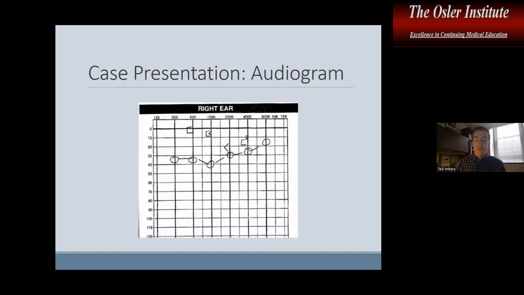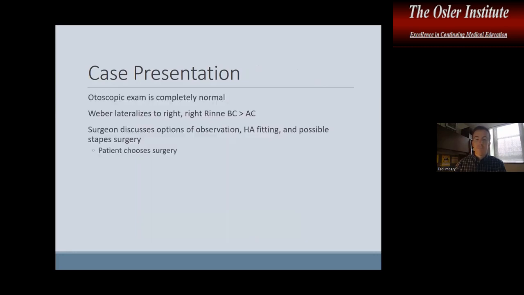You get an audiogram and you see this: conductive hearing loss worse in the low frequencies. It looks like there maybe is a Carhart's notch there, that drop in the bone line at 2000 hertz. So you get a normal exam, and they have the classic tuning fork findings that corroborate the conductive loss seen on the audiogram.